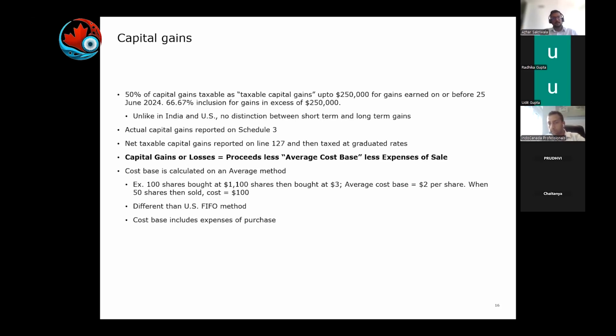But in Canada, there is no FIFO method to be followed. You follow the average cost base. So basically, what you do is you take the value of the total purchase cost and divide it by the number of shares you hold to decide the average cost base. So it is different from the India and US FIFO method. It's a more convenient method, but at the same time, it averages out your cost across all your shares of the same class.